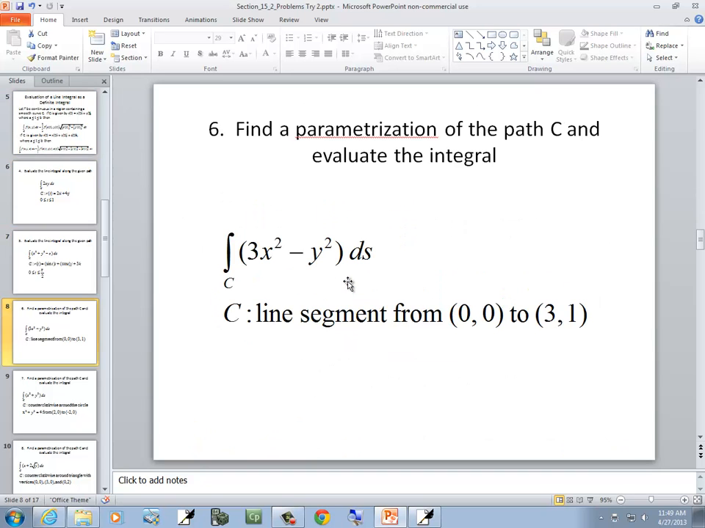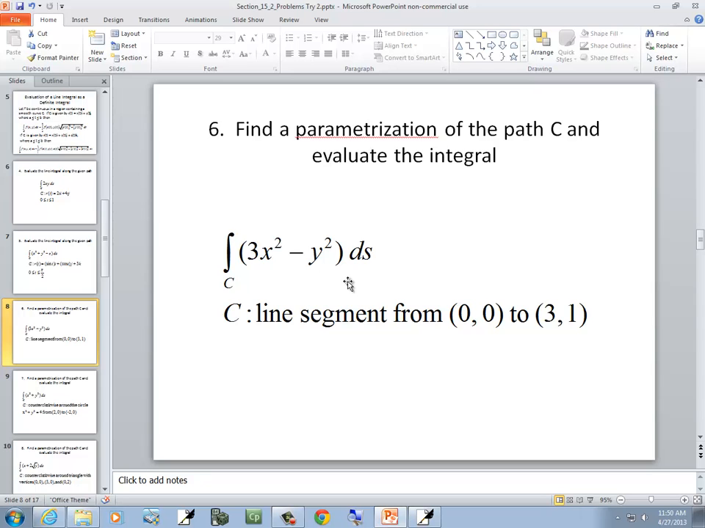Let's take a look at our next one. Now this one gives you a hint. It tells you to find your parameterization of the path C. So you have to do what we did initially and then evaluate the integral. So it's not as straightforward as plugging in like the last one. Let's get a drink.